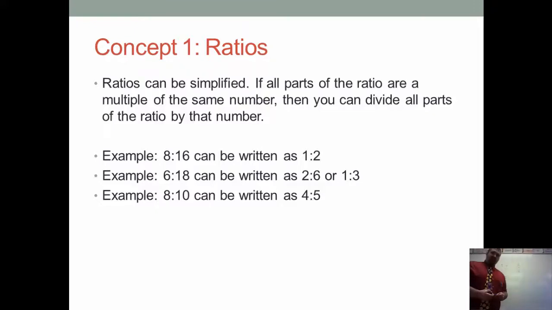they should both be a multiple of 2. Therefore, 8 divided by 2 is 4. 10 divided by 2 is 5. That ratio can be written as 4 to 5. Any ratios that can be simplified to the same one is what we call equivalent ratios.